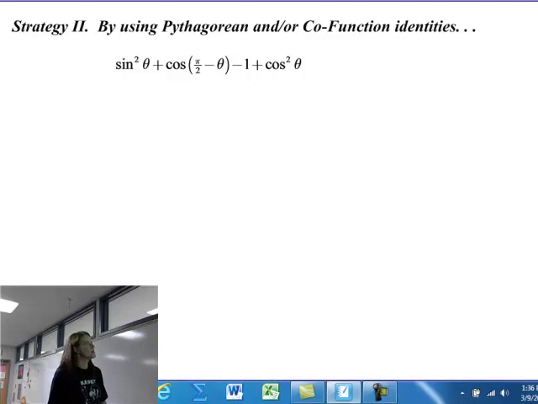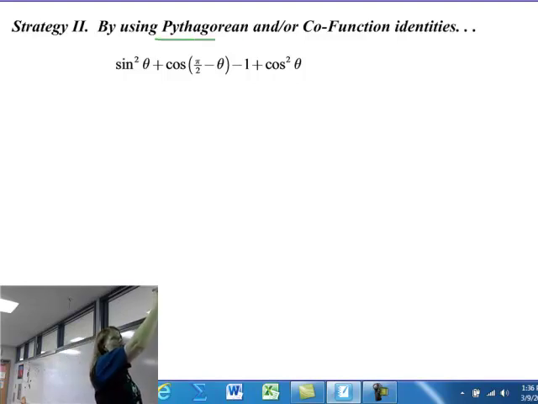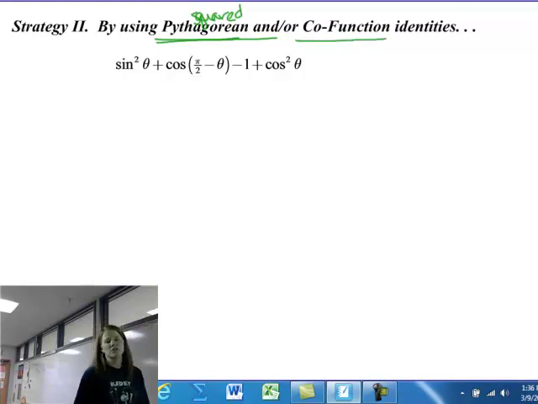All right, let's try strategy number 2. We're going to use Pythagorean identities. And again, Pythagorean has something squared in it. So watch for things that are squared. That's really what that says. The hardest part of this is just recognizing when to use them. And co-functions we already mentioned; that's where we watch for pi over 2 minus theta. Okay, so keep your eye out for those 2 things.